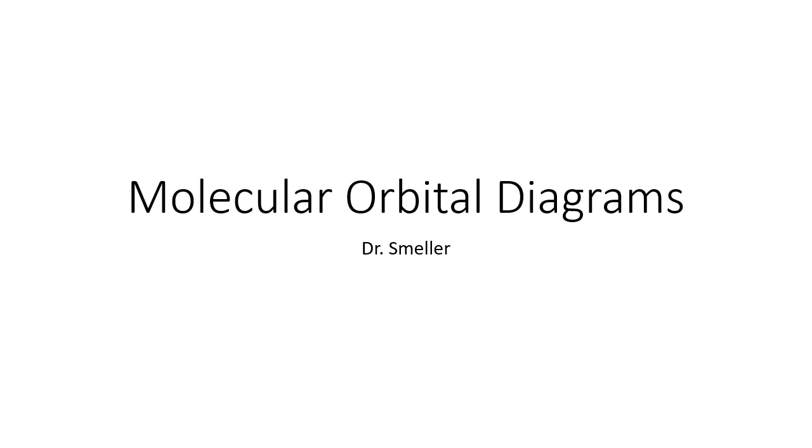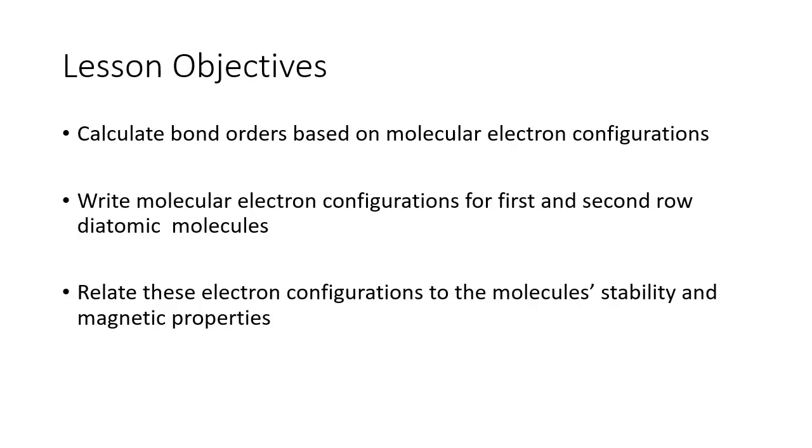Okay, let's talk molecular orbital diagrams. We're going to calculate bond orders based on molecular electron configurations. We will write molecular electron configurations for first and second row diatomic molecules, and we'll relate electron configurations to the molecule's stability and magnetic properties.